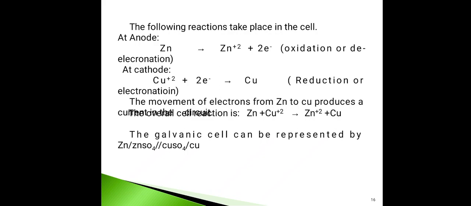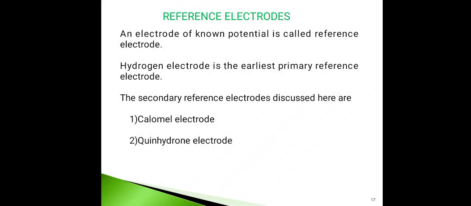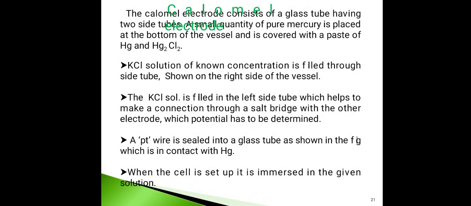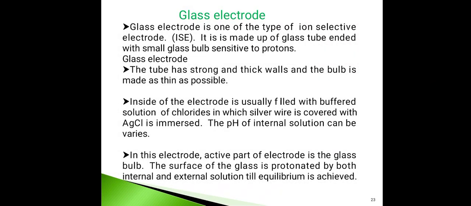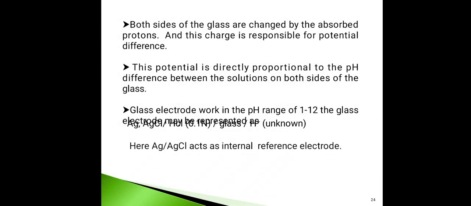So therefore 0.34 plus 0.76, and finally the answer is 1.10 volts. This is the voltage developed by the galvanic cell. Okay, let us go for the next important concept, that is the Nernst equation. This is the next important concept that we have to learn here.